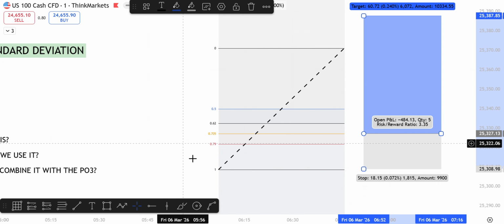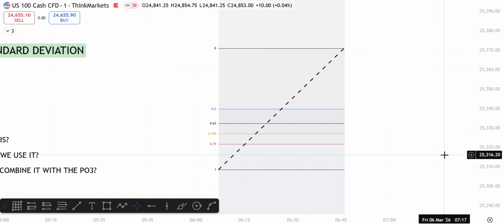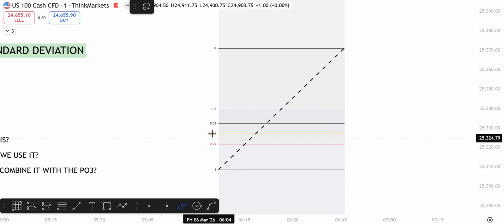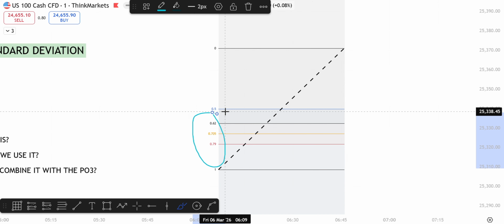And that's why I've got all of these 3 levels. So let's start off with the 0.62. The 0.62 is the most commonly accepted and most commonly traded level. These 3 are areas, these 3 are ranges of the discount.